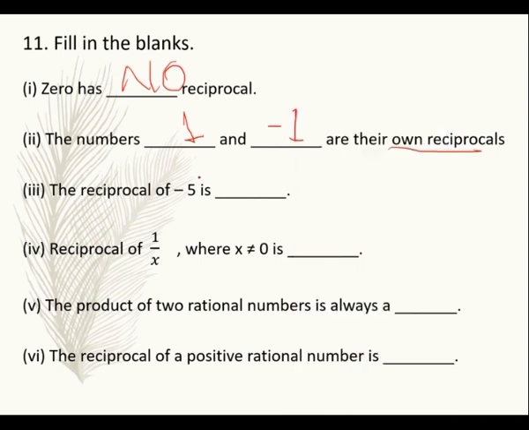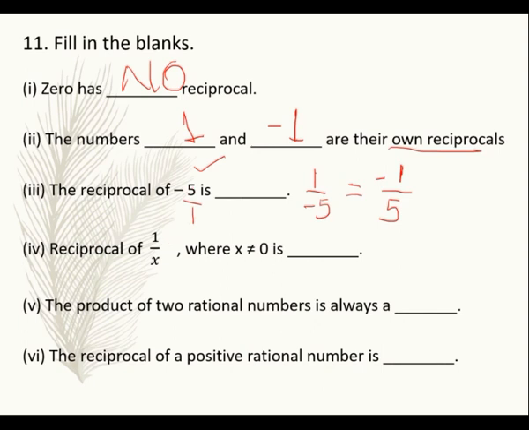Next, the reciprocal of minus 5. Children, if you want to find the reciprocal of any number, you have to just write its numerator as the denominator, and its denominator as the numerator. Here, the reciprocal of minus 5, which can be written as minus 5 by 1, is 1 upon minus 5. 1 upon minus 5, which is not in standard form, can be written, by taking the minus sign of the denominator to the numerator, as minus 1 upon 5. That is the reciprocal of minus 5.